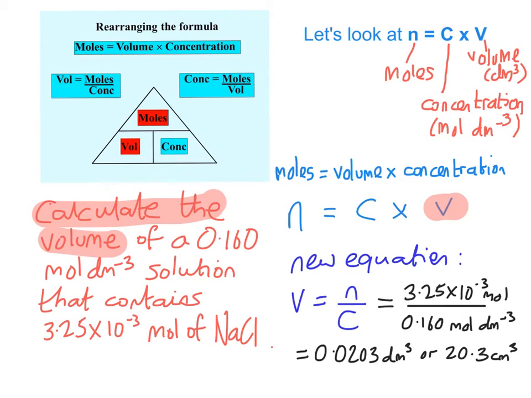We can obviously now put the figures in to help us complete the calculation, which means we now have 0.0203 decimeters cubed, or 20.3 centimeters cubed. So how did we get the units for volume?